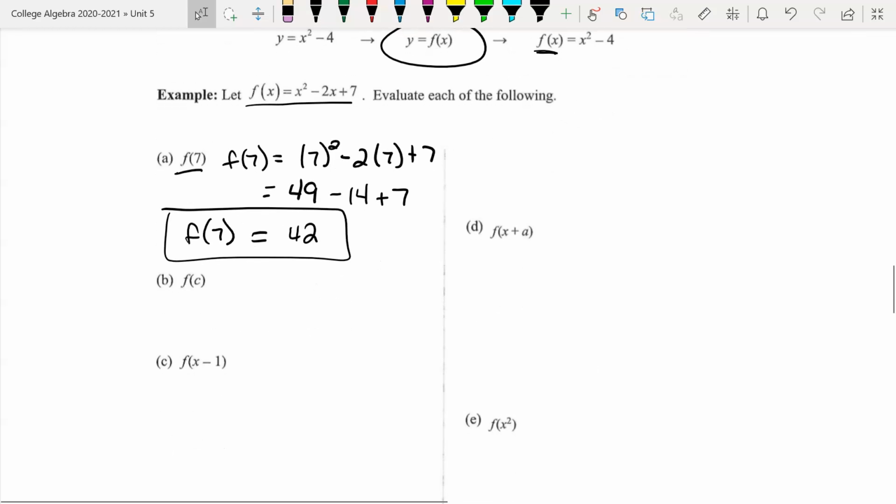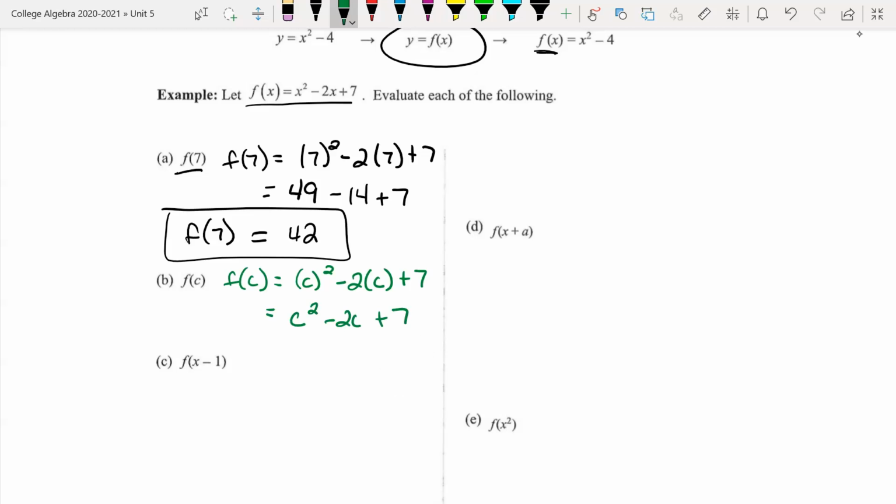Now here's where they tend to trick you. They're going to throw in letters instead of a number. All it means is to plug it in. So if I say f of c, I'm going to plug in c for every x. That means anytime I see an x in my original problem, which is f of x equals x squared minus 2x plus 7, I replace that x with a c. So this is going to be c squared minus 2c plus 7. And sometimes that's all you can do. You simplify as much as you can. Just depends on the problem.